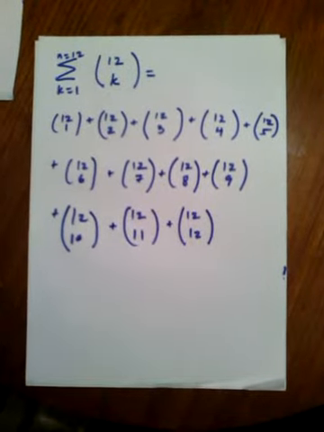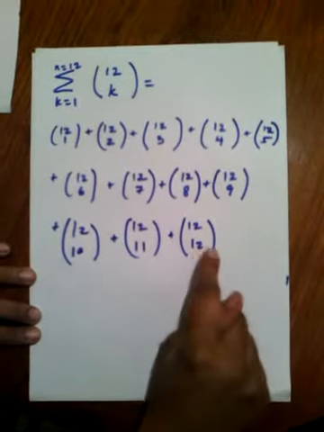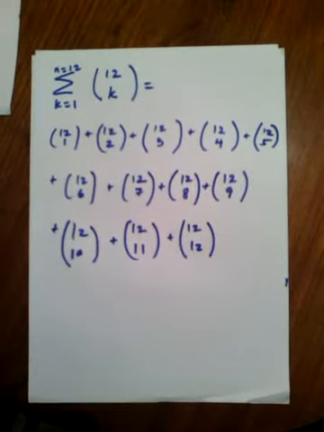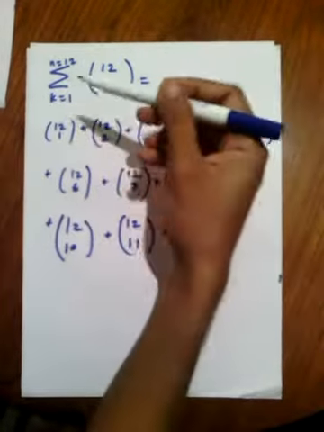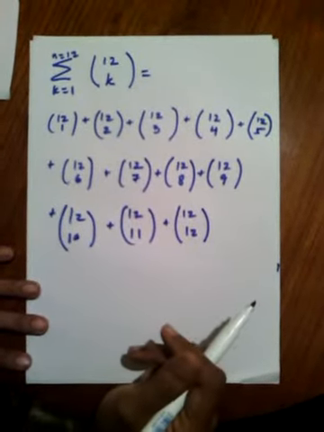Right? So let's count how many terms there are. 1, 2, 3, 4, 5, 6, 7, 8, 9, 10, 11, 12 terms. Yeah? Because k goes all the way from 1 to 12. If k went from 0 to 12, we'd have an extra term.